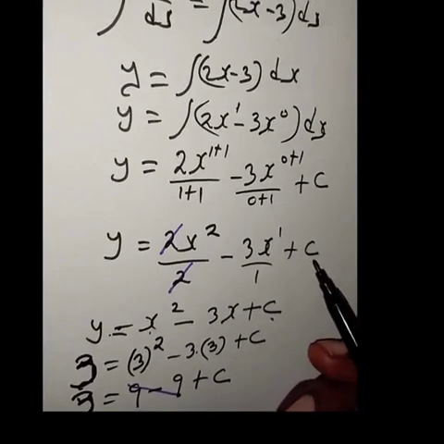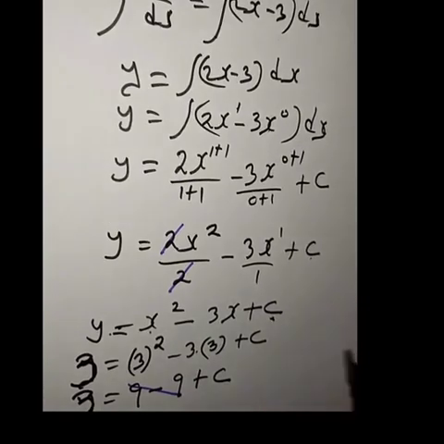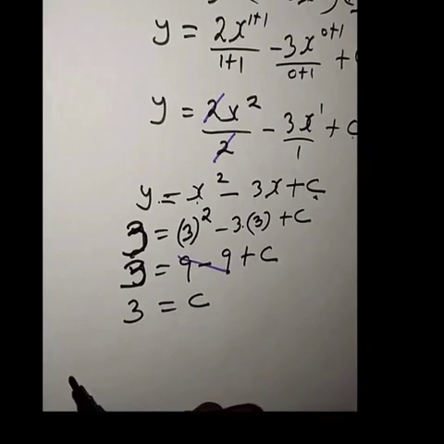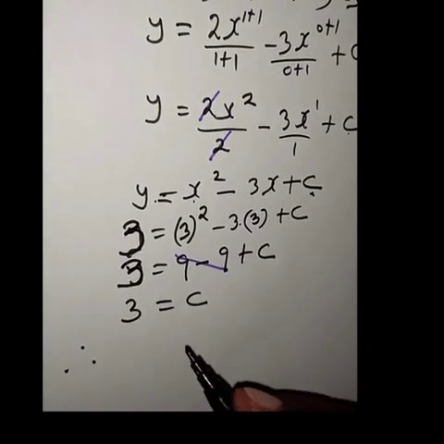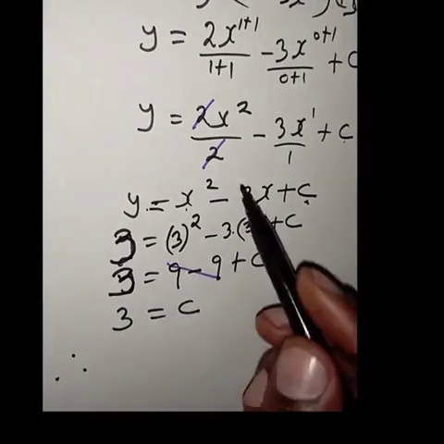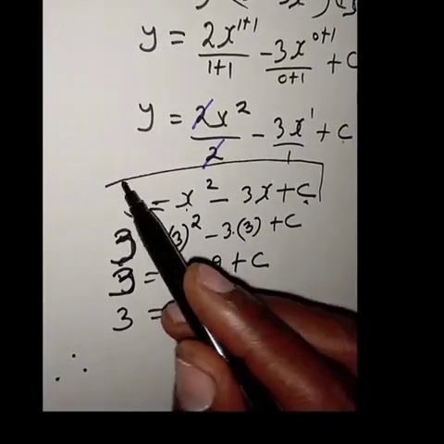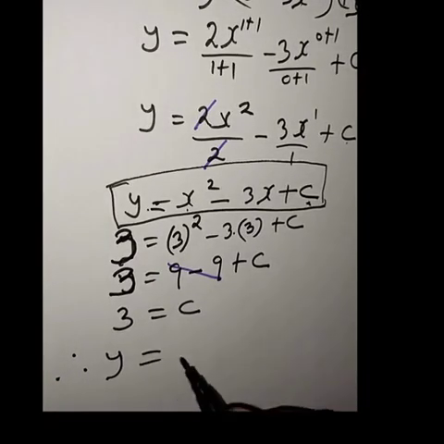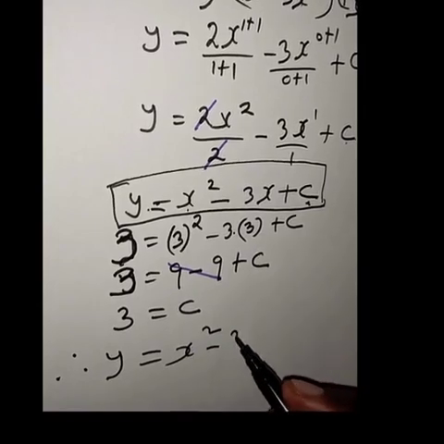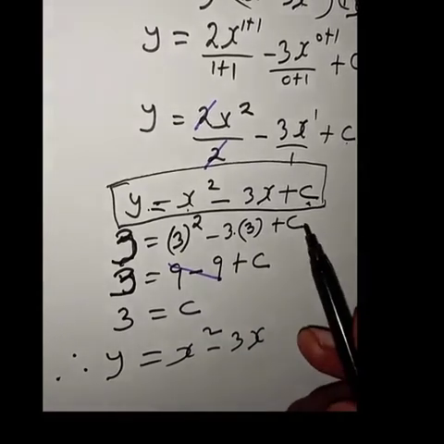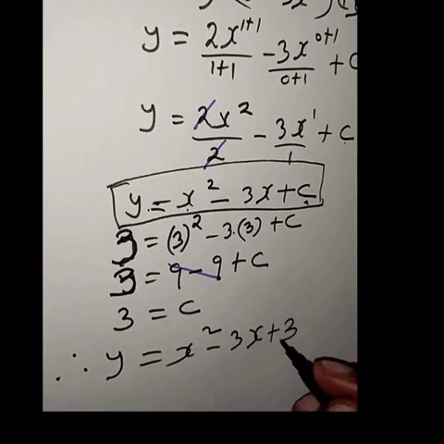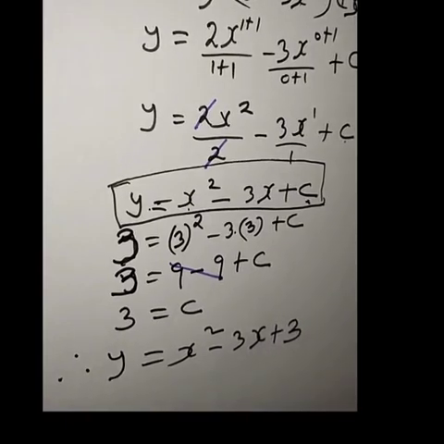So the constant c has been known. We'll easily replace it in your equation according to the question. So you write, therefore, the equation of the curve will be y is equal to x squared minus 3x. Do we know c? Yes. Was it positive or negative? It was positive. So you write plus 3. This is the equation of the curve.